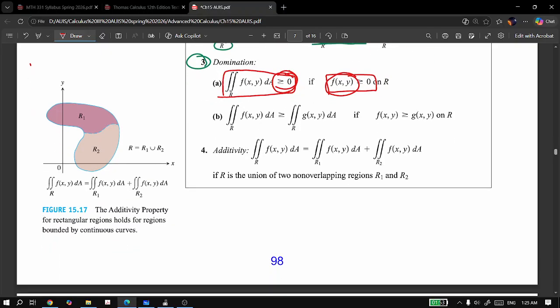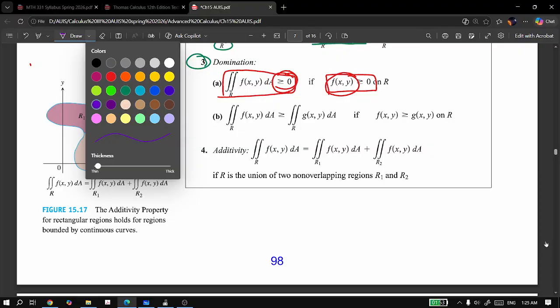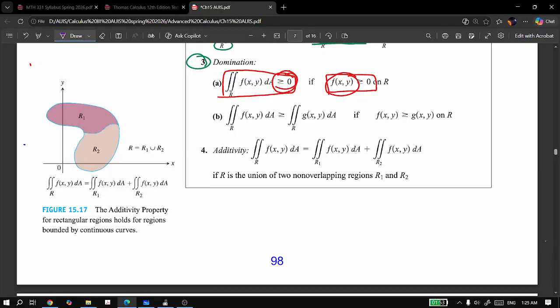The second domination says, if we have a function that is greater than or equal to another function, that means all of the outputs of this function at specific points are greater than or equal to those of the other function, then for sure the result of the double integration of f of xy will be greater than the result of the double integration of g of xy.